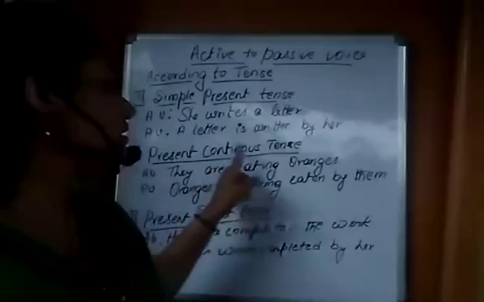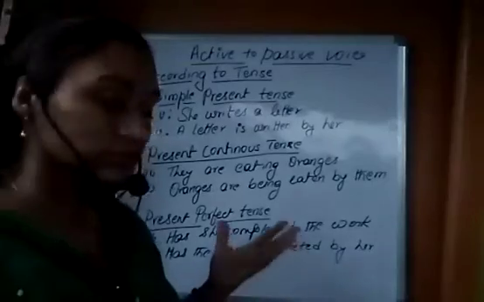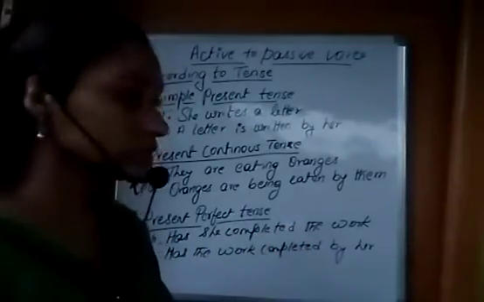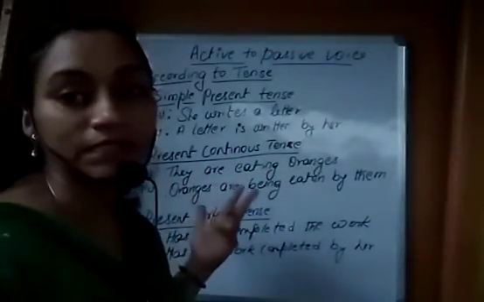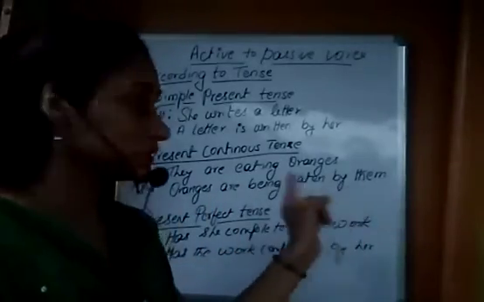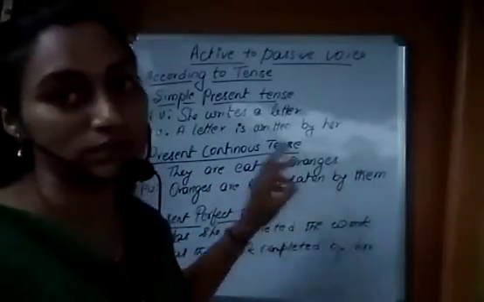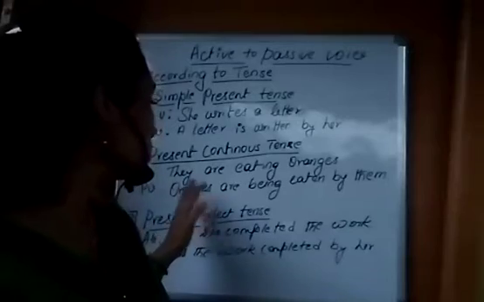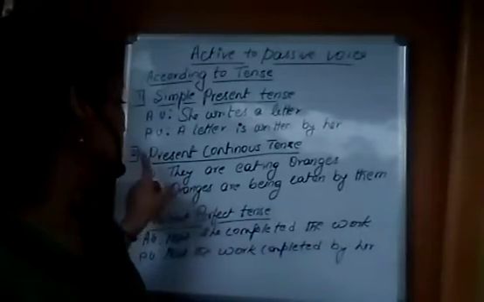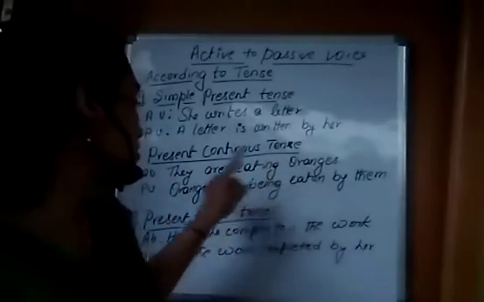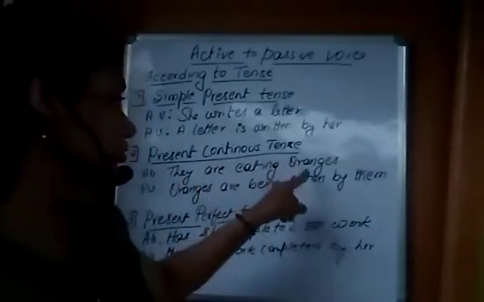So, next, present continuous tense. Present continuous tense means that in the present tense only, the work is continuing, like eating, sleeping, acting: the "ing" form. They are eating oranges. Now tell me which is the subject and which is the object. They is the plural subject here, and oranges are the object.